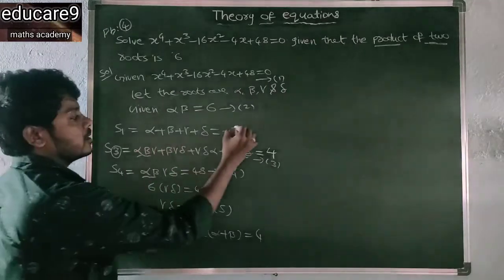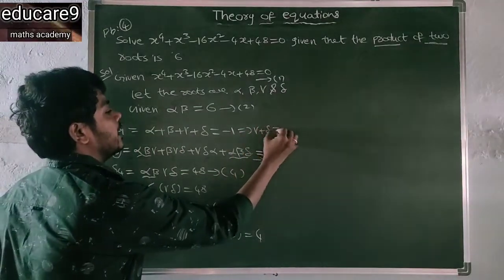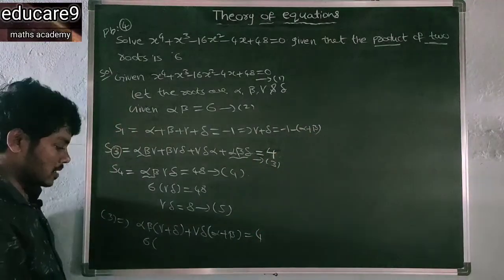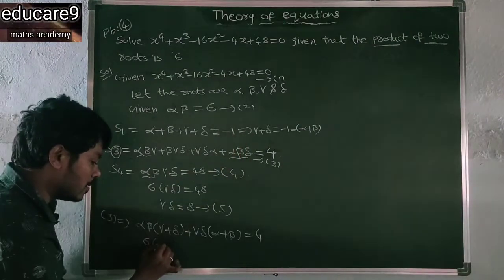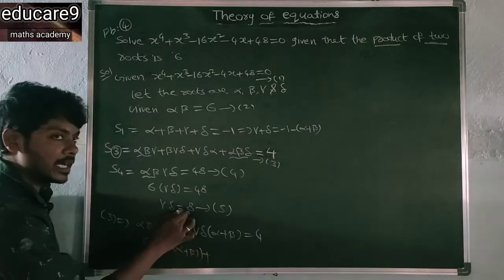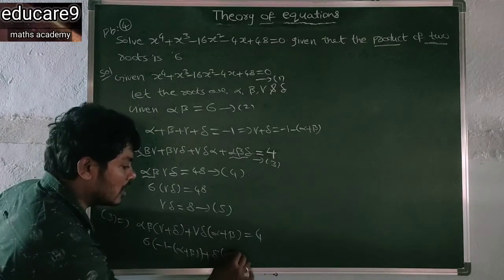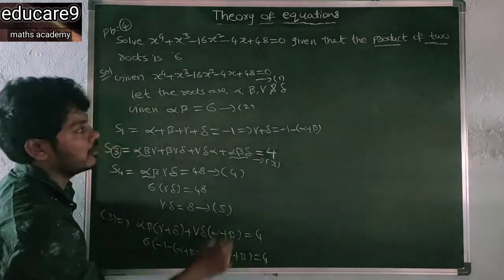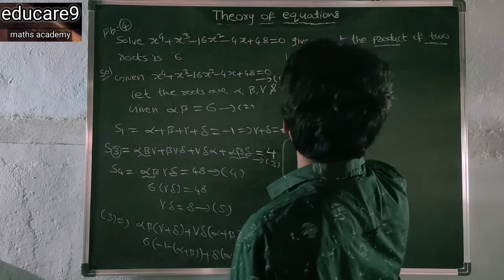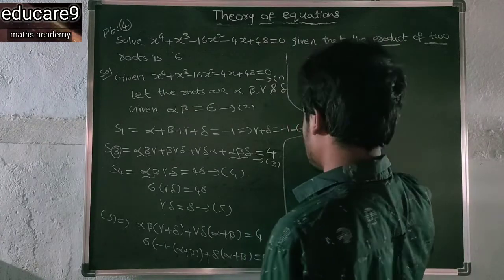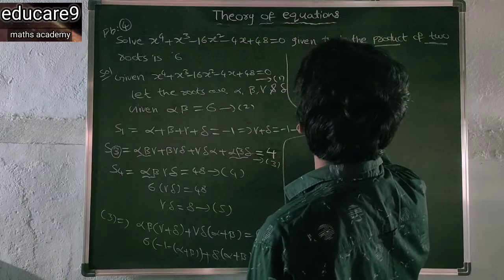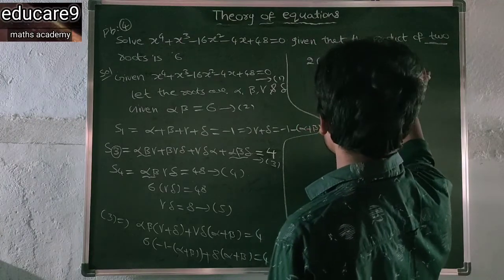So from this, gamma plus delta write as minus 1 minus of alpha plus beta. So substitute here the gamma plus delta value, minus 1 minus of alpha plus beta. Now what is gamma delta? 8. So 8 into alpha plus beta is equal to 4. This is minus 6 alpha plus beta plus 8 alpha plus beta. That is 2 times alpha plus beta is equal to 4 plus 6, 10. So what is the alpha plus beta value? 5. This is equation 6.